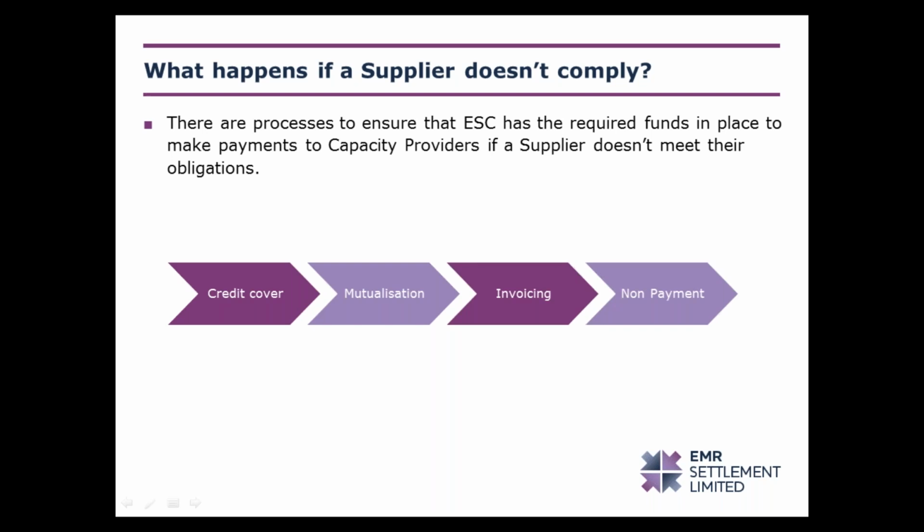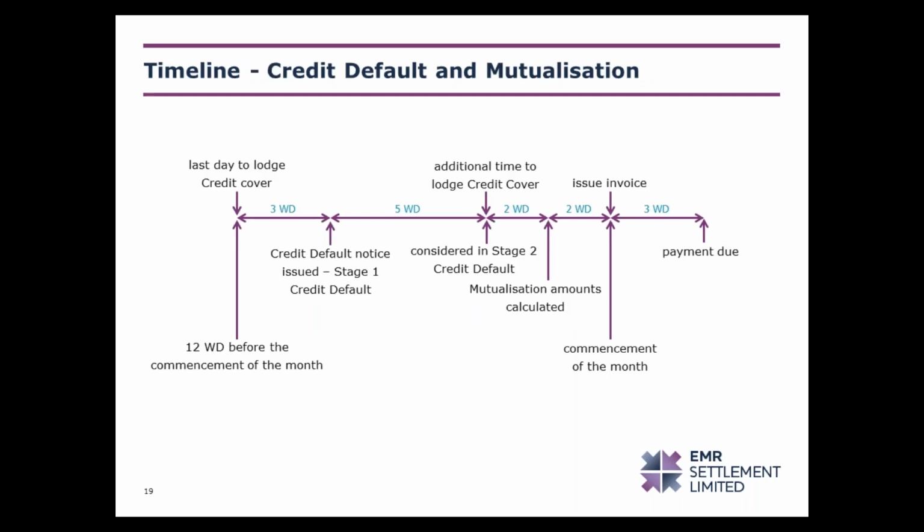If someone doesn't pay their invoice, there's another process. It's the non-payment process that's triggered, and that involves drawing down on credit cover, if there is any, and taking escalating actions. So they're completely two separate processes. We could do mutualisation, and then the supplier that has not complied may pay their invoice, and non-payment may not need to be triggered. So they are completely independent processes, so just worth bearing that in mind. So we're going to go on to the timeline for credit cover and mutualisation now.